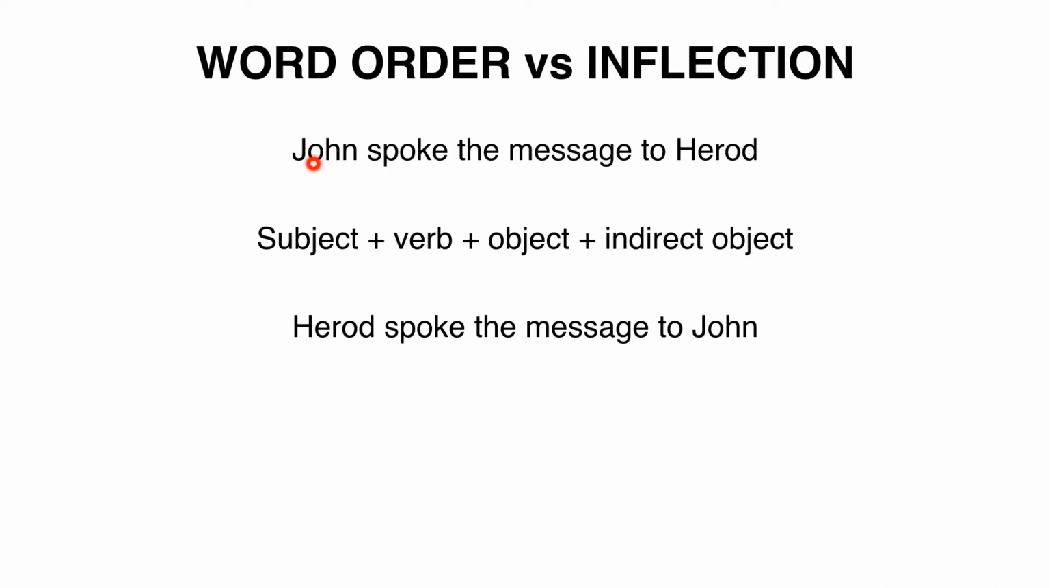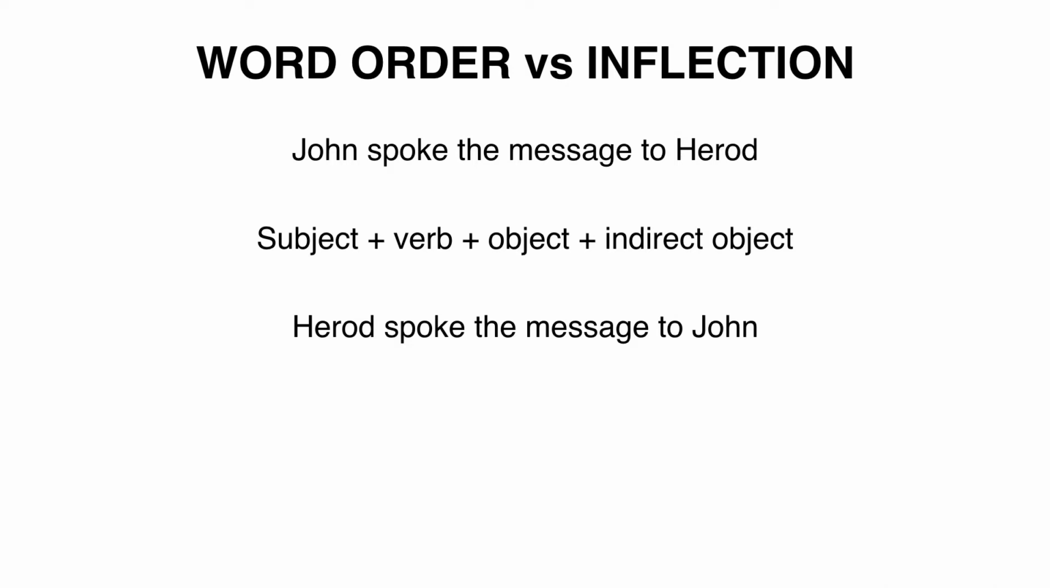English is a language that depends very highly on word order to indicate the relationship between words, especially between nouns and verbs. Take this English example. John spoke the message to Herod. What we have here is the subject, John, the verb, he spoke, the object, the message, and the indirect object, it's to Herod. John spoke the message to Herod.